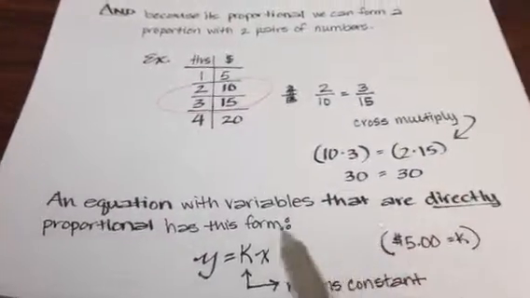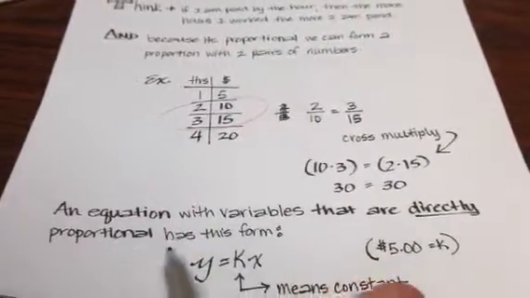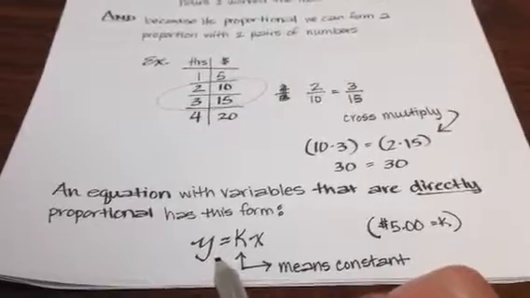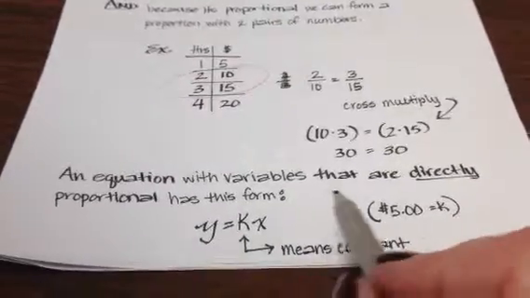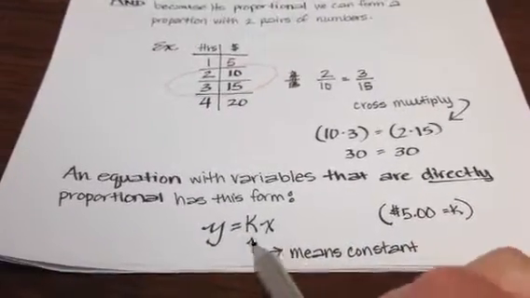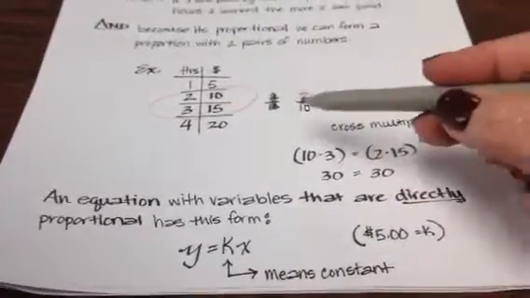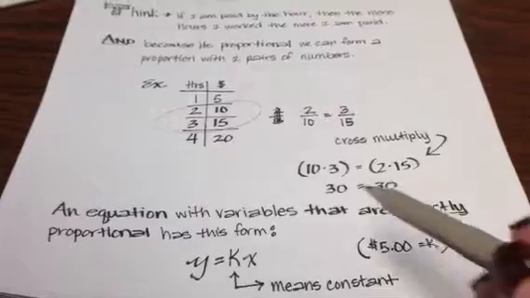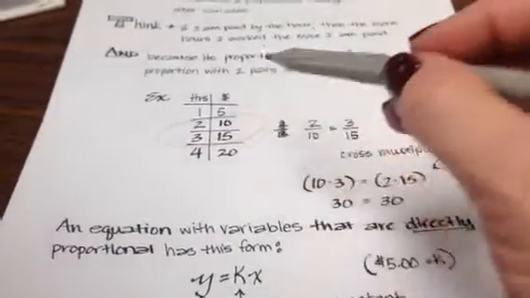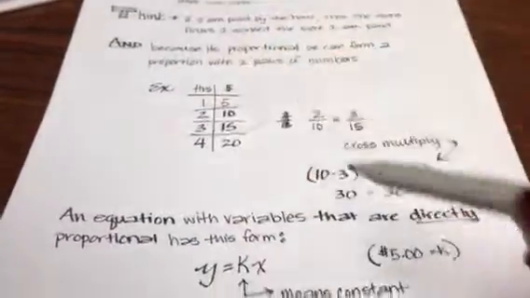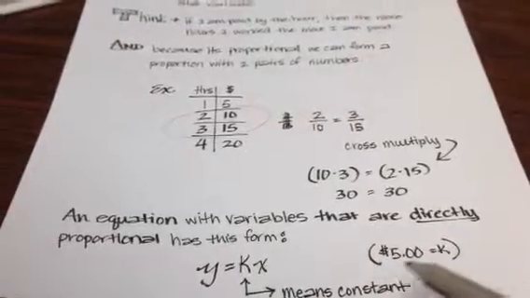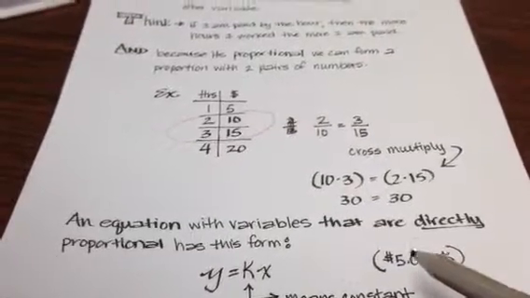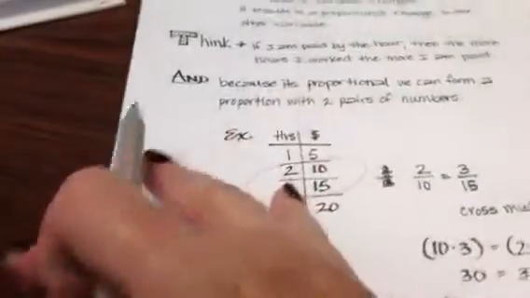So an equation with variables that are directly proportional has this form. Don't get scared. It's not hard. Y equals kx. K just means the constant. Here, in this example, $5 was the constant, correct? However many hours I worked, I earned $5 per that hour. So 5 was the constant. It did not change. All right. Let's look at the next thing.